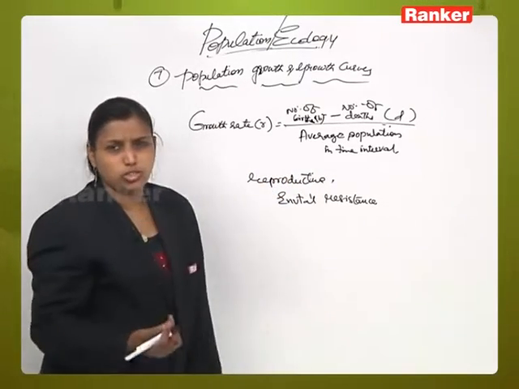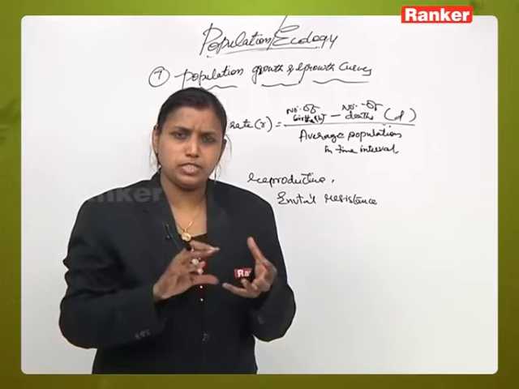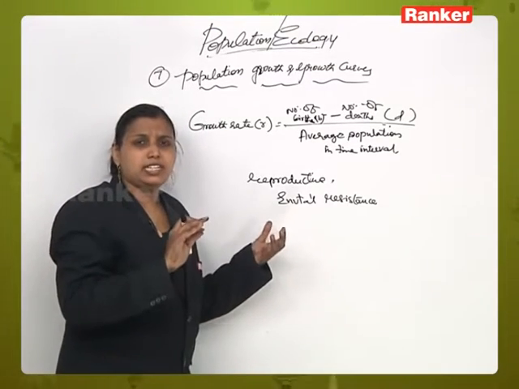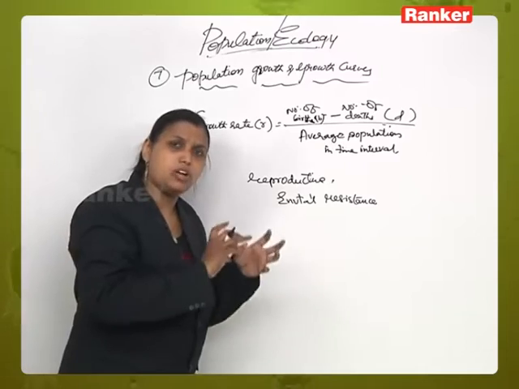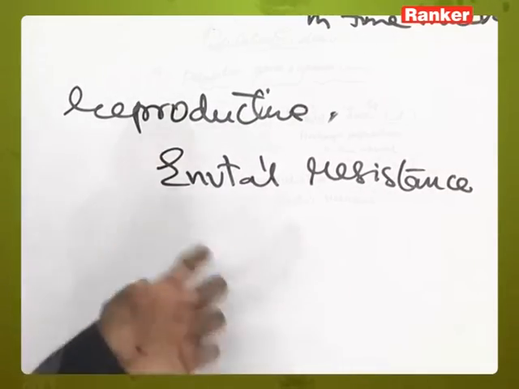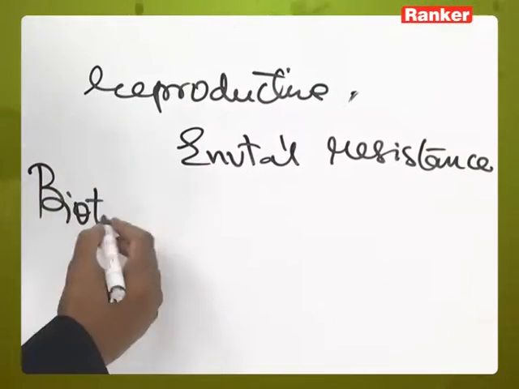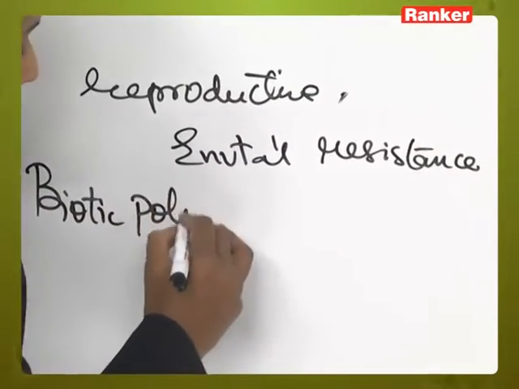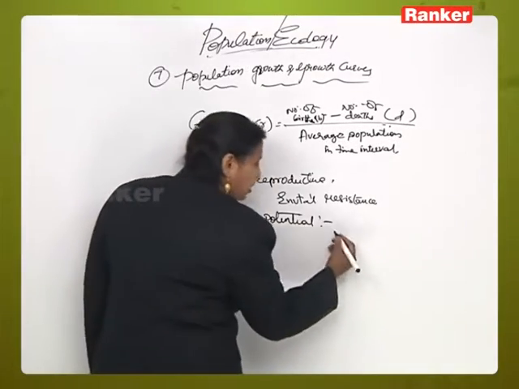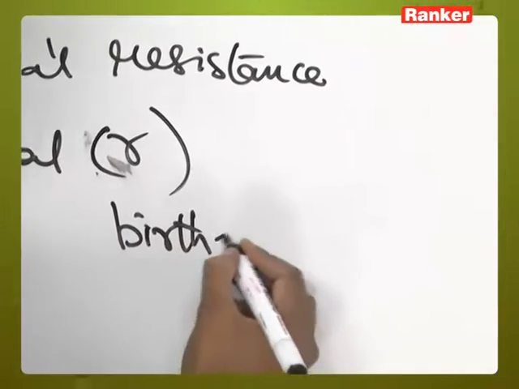When we say there is growth in the population, there are two criteria: the reproductive phase of that particular population in that particular area must be over a larger time, and the environmental resistance of that particular organism in that area is low. So this is called biotic potential. What is biotic potential? Biotic potential is represented by a letter R. It is nothing but birth rate minus death rate.